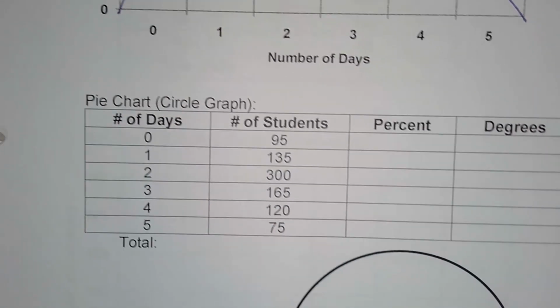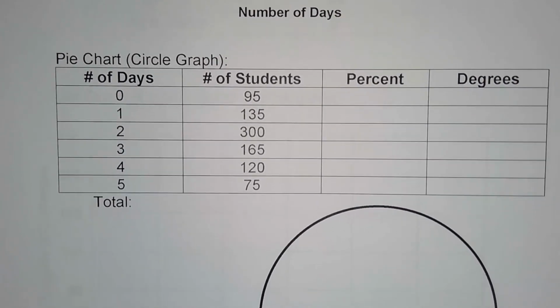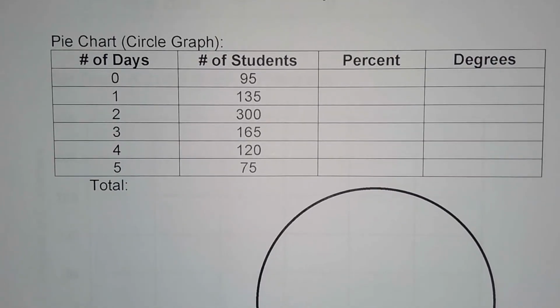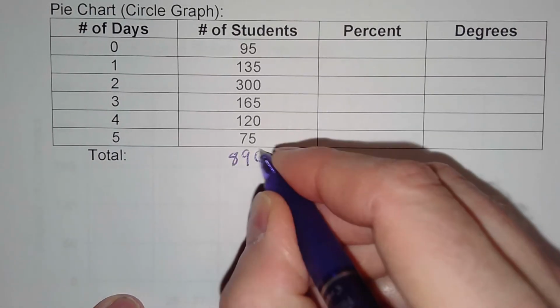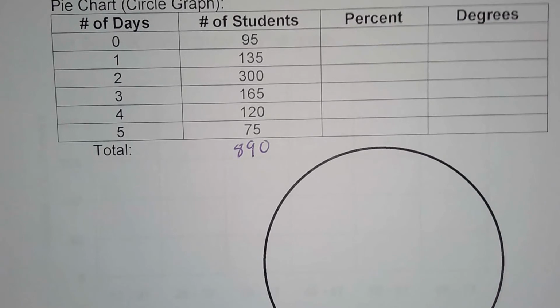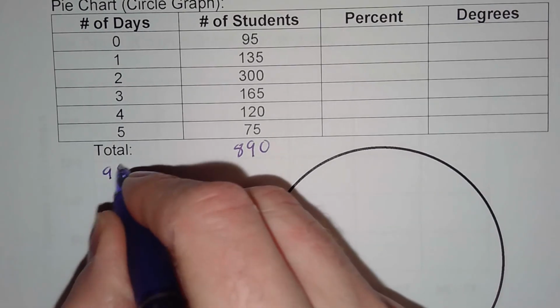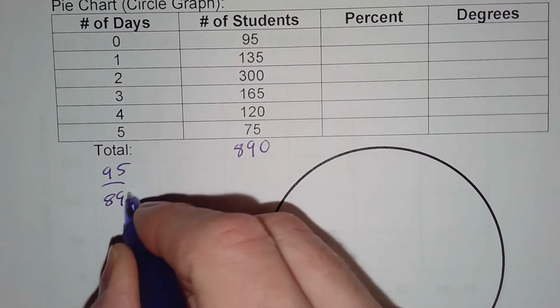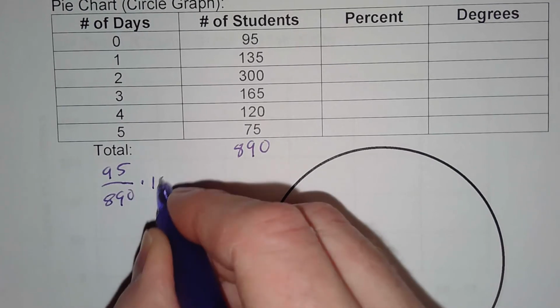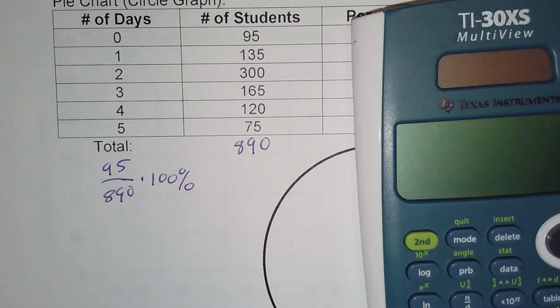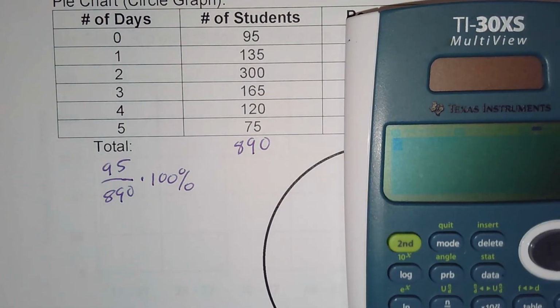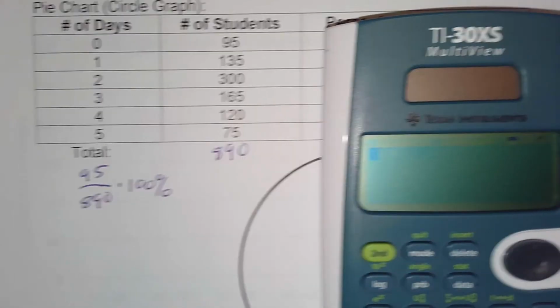For the circle graph or pie chart, again, we got to total these numbers up. So we're going to whip out our calculator. Go ahead and add those up. You should get 890. And to get our percentage then, we're going to be taking 95 divided by 890. And then multiplying by 100%. Or just move your decimal point over 2 places. So let's slide this over a little bit.